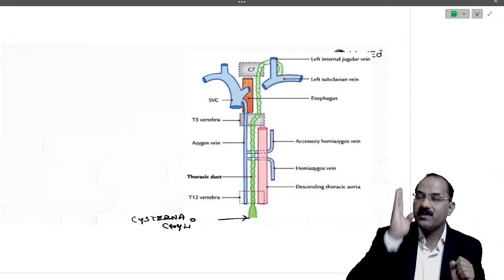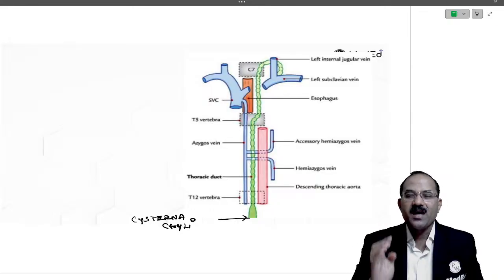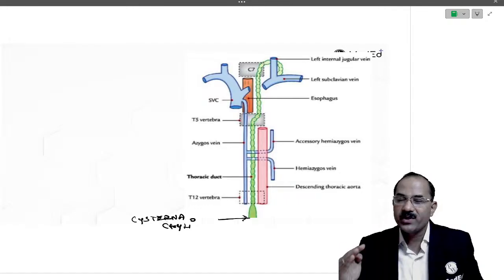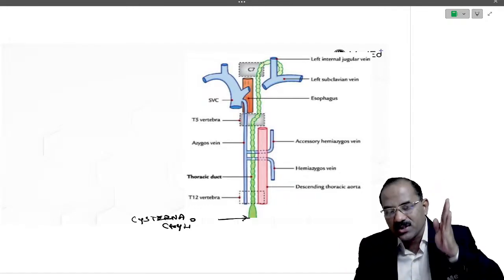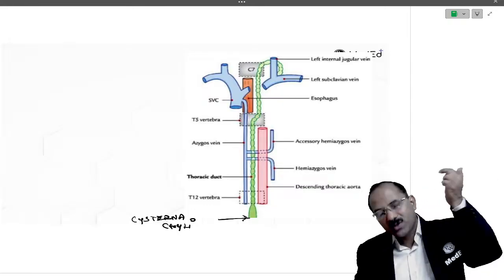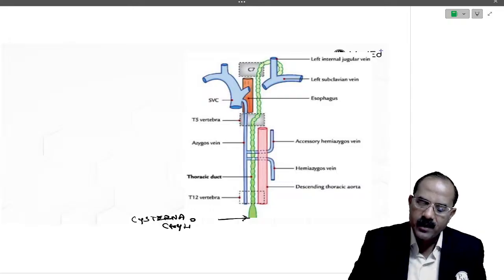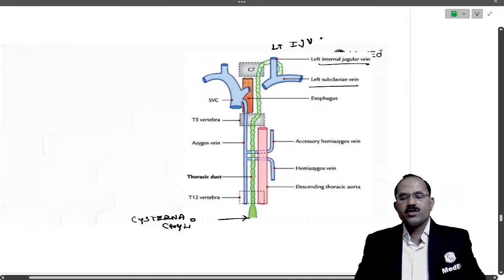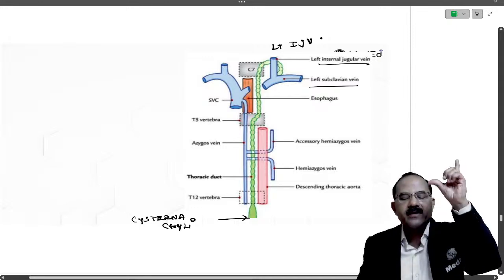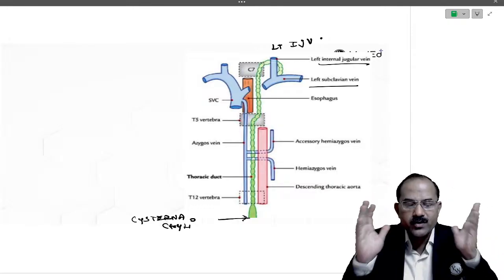First, the thoracic duct lies on the right side. It ascends in the posterior mediastinum. At the T5 vertebral level, the thoracic duct crosses to the left side and then ascends in the superior mediastinum, and the thoracic duct opens at the junction of the left internal jugular vein and the left subclavian vein. So where does the thoracic duct open? At the junction of the left internal jugular and the left subclavian vein. That's the course of the thoracic duct.